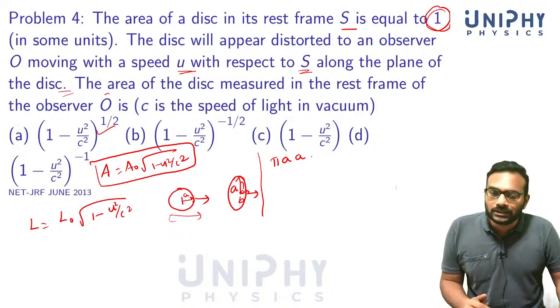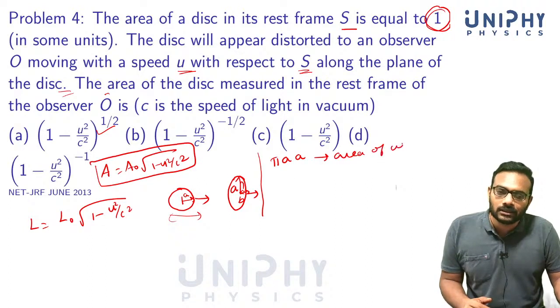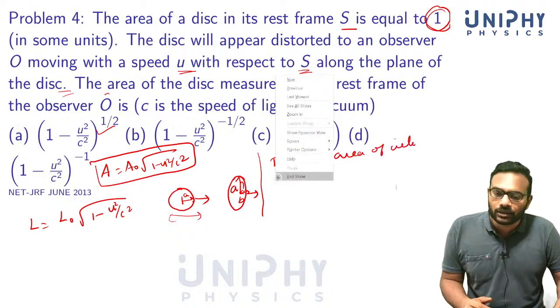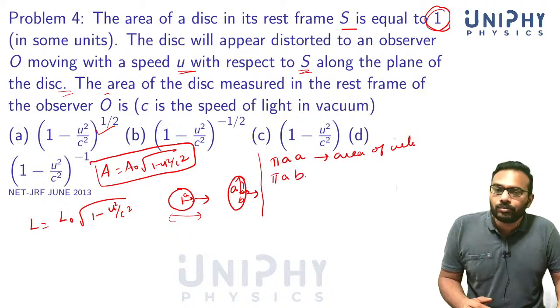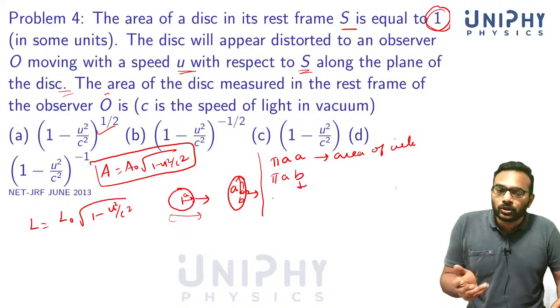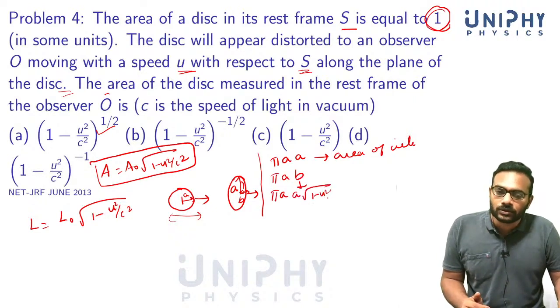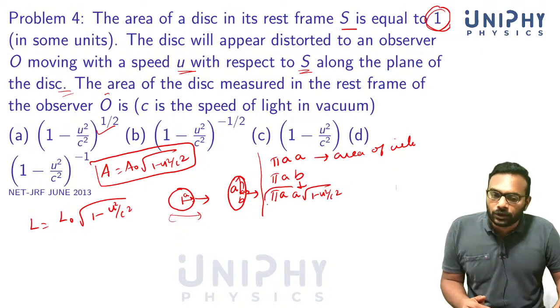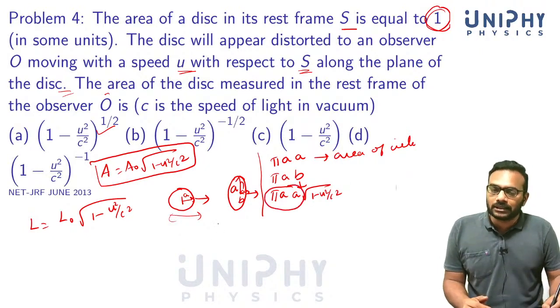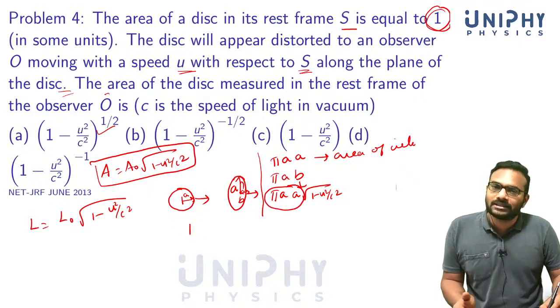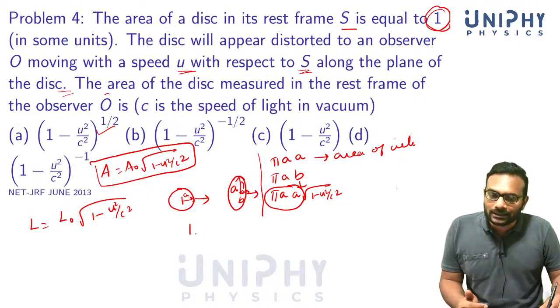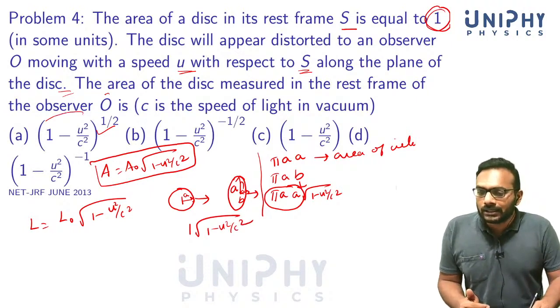All right, so this becomes pi A A, which is given. This is the area of the circle. What's the area of the ellipse? The area of the ellipse is pi A B, and what is B? It is the shortened length, so that's equal to pi A square root of 1 minus u square by c square. We already know this pi A square is the area of the circle, which is given to be 1 in some units. So the answer is 1 multiplied by the square root of 1 minus u square by c square. So this is the correct answer.